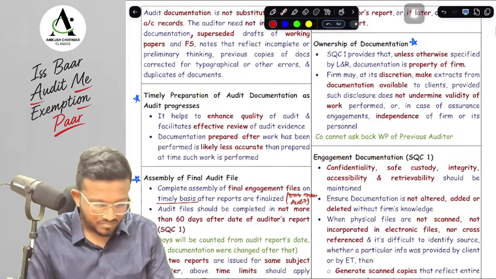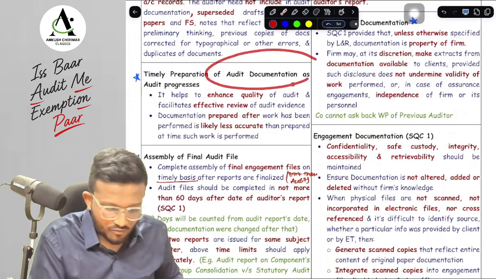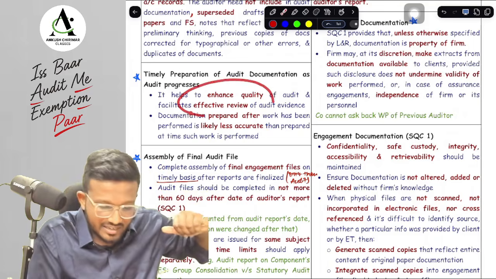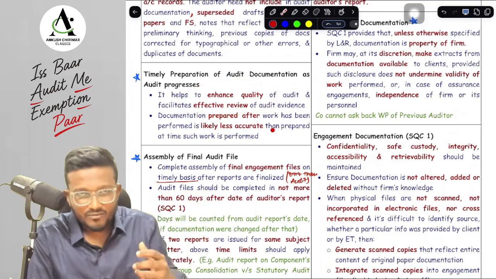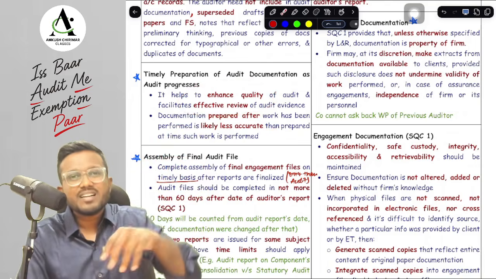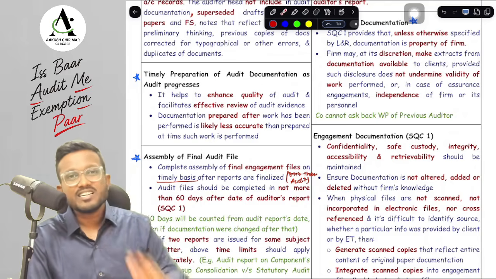Okay, yes sir. Next, this is important: timely preparation of audit documentation as the audit progresses, so that we can enhance the quality of the documentation, and it is also effective. We can also conduct an effective review. The documentation which is prepared after the work has been done is less accurate than the audit documentation which is prepared as the audit is progressing.